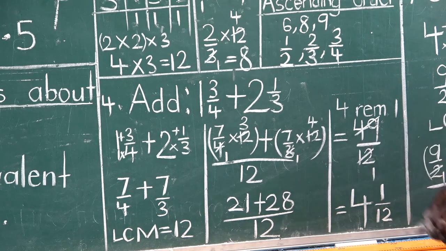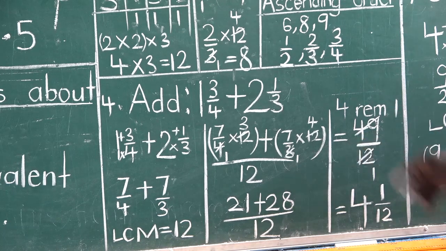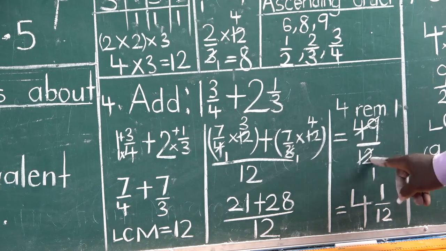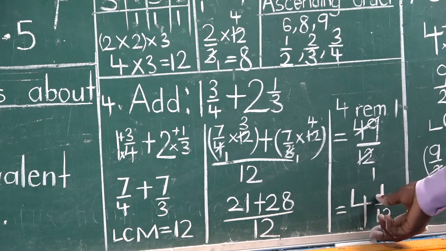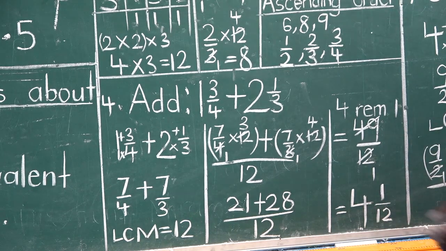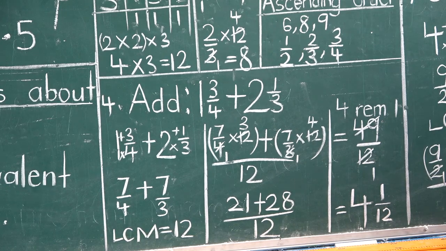Where the numerator is greater than the denominator, we divide. So 49 out of 12 means 49 divided by 12. So we divide 12 by 12 once, and 49 divided by 12, you get 4, remainder 1. So you get 4 and 1 out of 12. So the answer is 4 and 1 out of 12. So whenever you see an improper fraction, you convert it from improper to mixed fraction, like we did, and then that will be called an answer today.